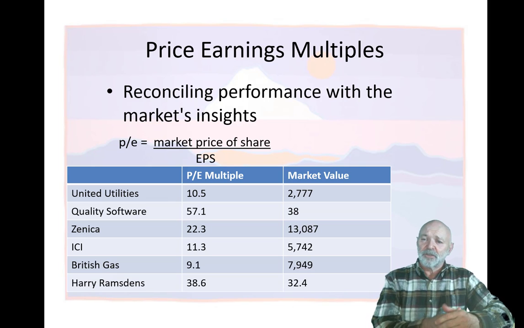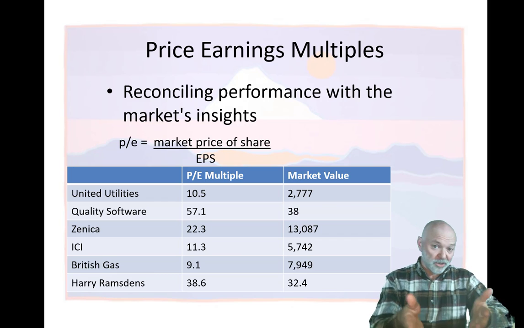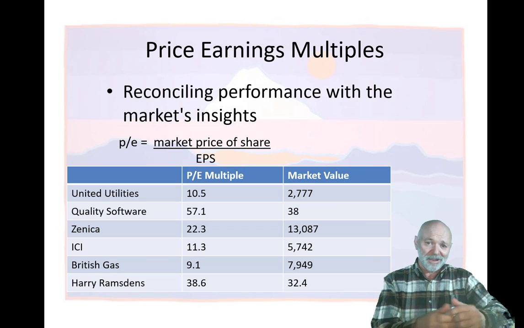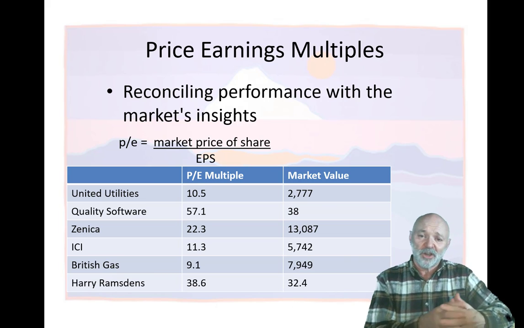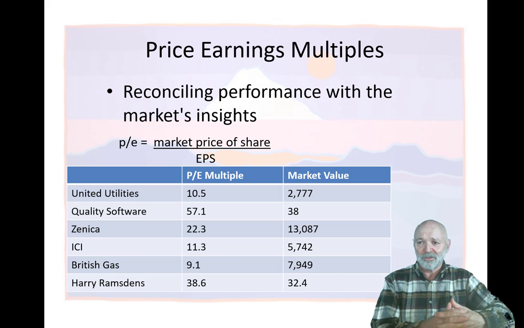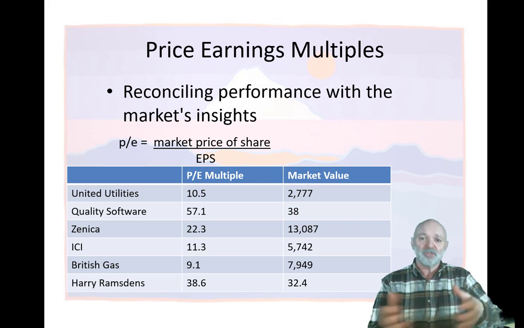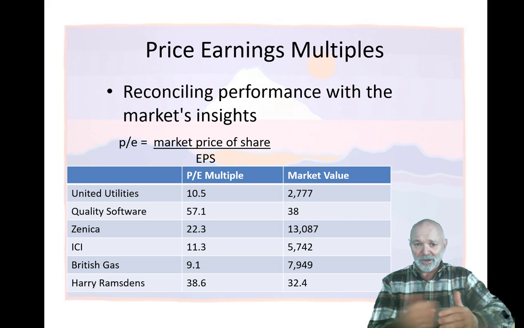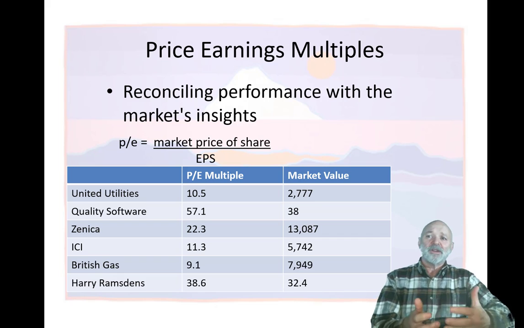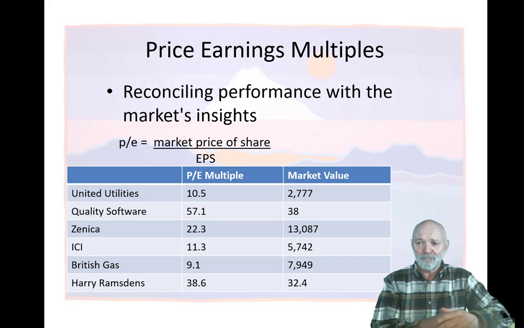In their case, they saw that the price-earnings multiple for their company was 10.5. According to these folks, their company was the best company ever invented. And yet, look at all of these other price-earnings multiples. Much, much higher. Something called quality software that most people had never heard of had a 57 times multiple. A pharmaceutical company that had just recently been split off from another chemical company called ICI had a 22 times multiple. British Gas had a 9 times multiple, and even Harry Ramsden's had a higher multiple.